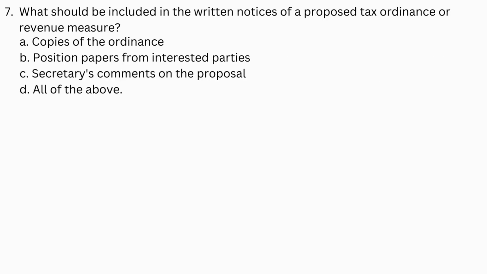Number 7. What should be included in the written notices of a proposed tax ordinance or revenue measure? A. Copies of the ordinance. B. Position papers from interested parties. C. Secretary's comments on the proposal. D. All of the above.